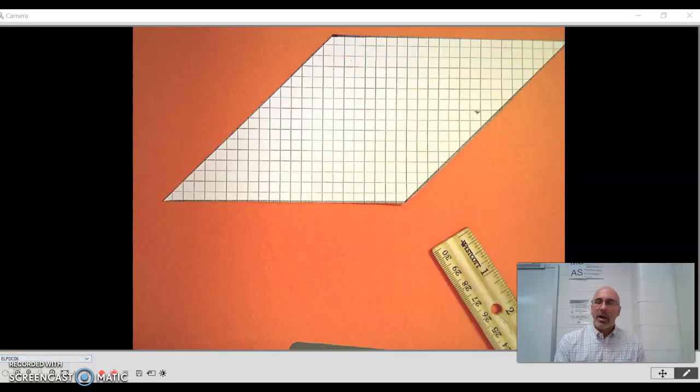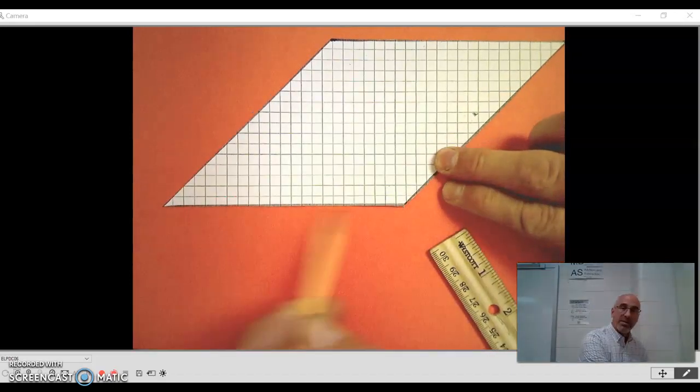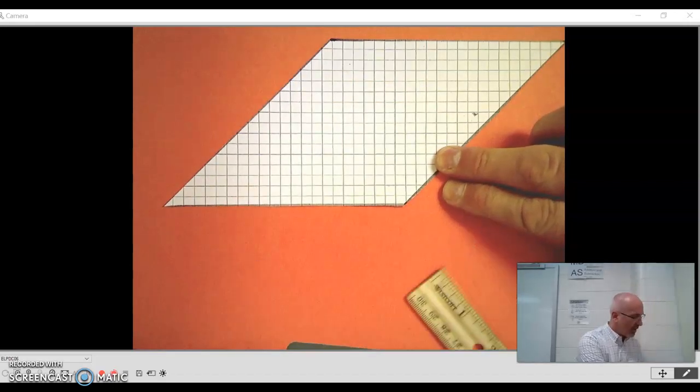Today we will be learning how to find the areas of some other figures. Now you will recognize this particular figure from our last lesson. It is our parallelogram. And we found out that finding the area of a parallelogram is simply the base times the height. Okay, base times the height.